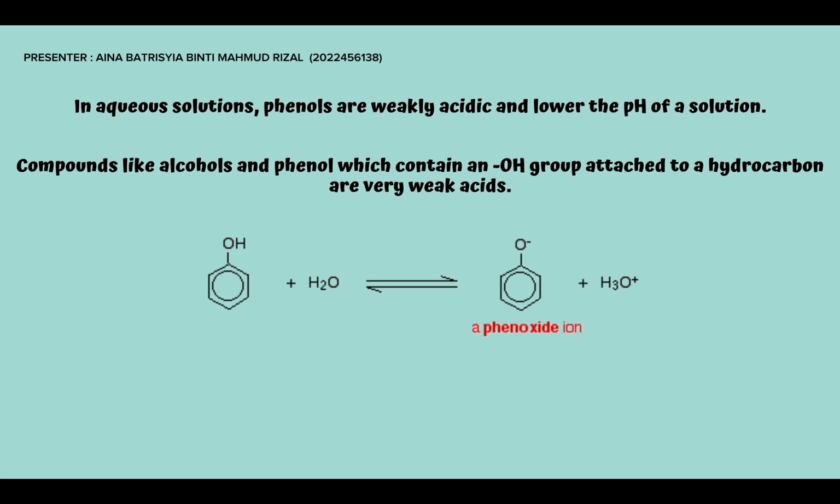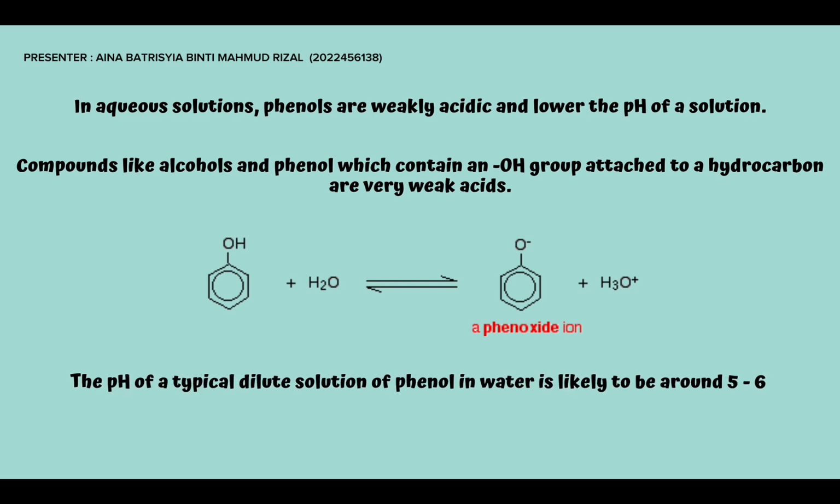Compounds like alcohols and phenyls which contain an OH group attached to a hydrocarbon are very weak acids. However, phenyl is sufficiently acidic for it to have recognizably acidic properties. A hydrogen ion can break away from the OH group and transfer to a base, for example, in solution in water as in the diagram below. The pH of a typical solution of phenyl in water is likely to be around 5-6. That means that a very dilute solution isn't really acidic enough to turn the litmus paper fully red.